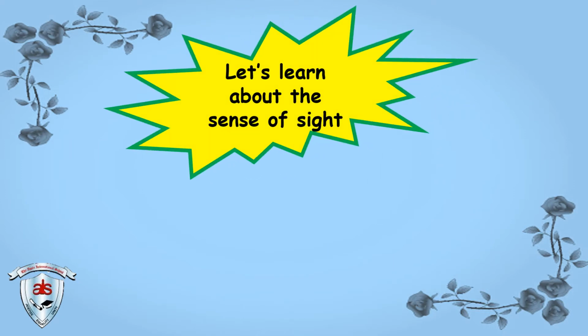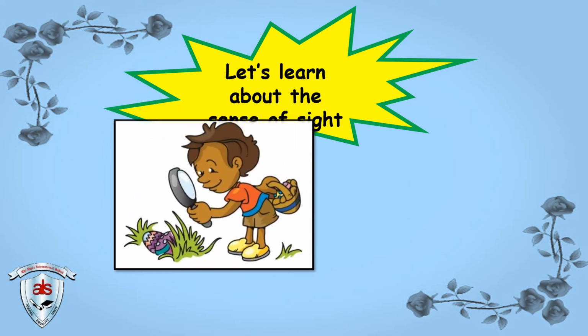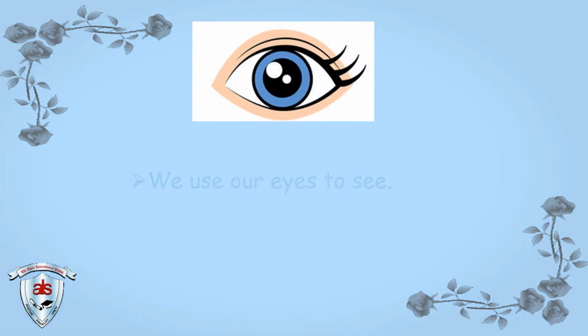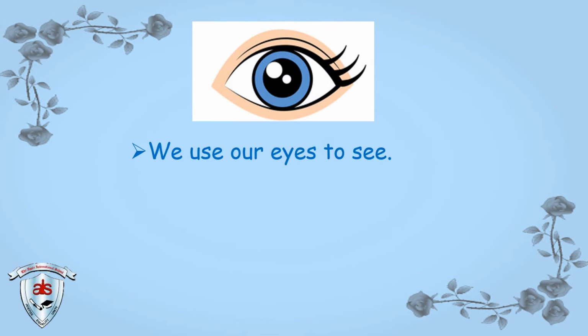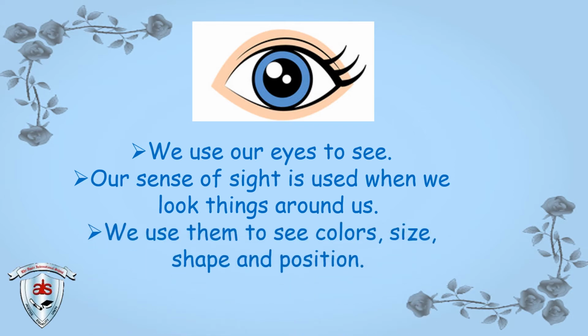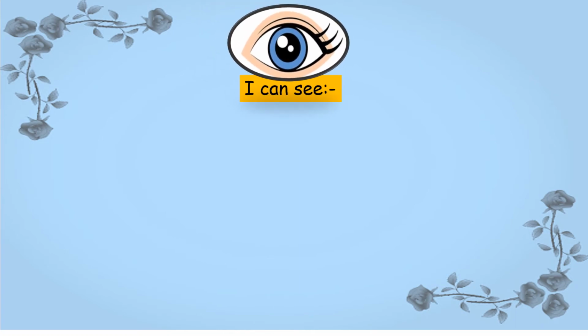Now we are going to learn about the sense of sight in detail, okay? So let's explore. So as we all know that we use our eyes to see. Our sense of sight is used when we look things around us. We use them to see colors, size, shape and position. Now let's see what all things we can see around us.